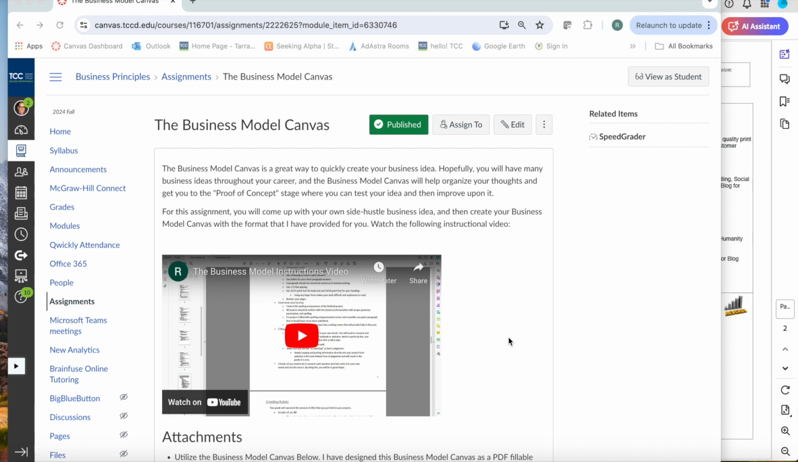Hello, friends. This is an assignment that we have for the class called the Business Model Canvas. This is a great way to quickly turn your business idea into a plan. And I hope you have many business ideas throughout your career and you want to know, hey, what would it look like? How can I at least map it out?